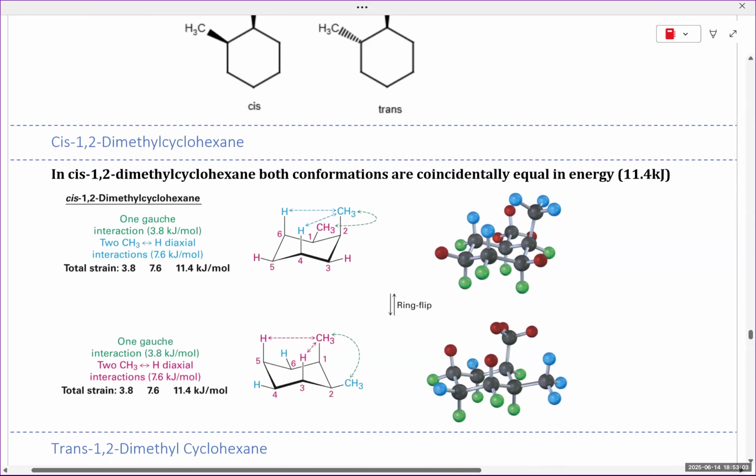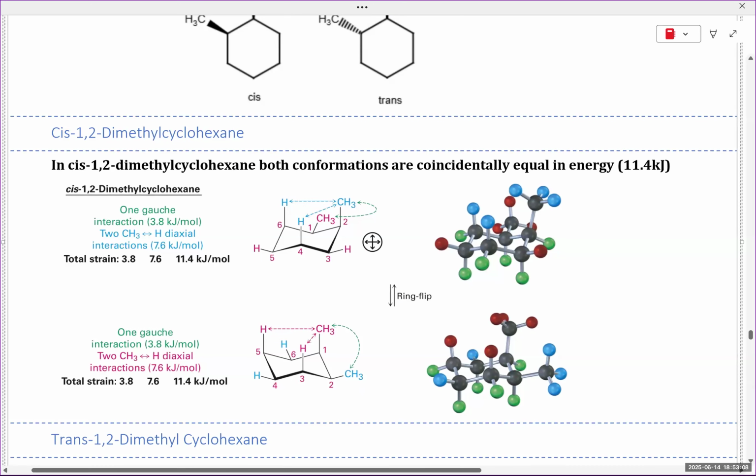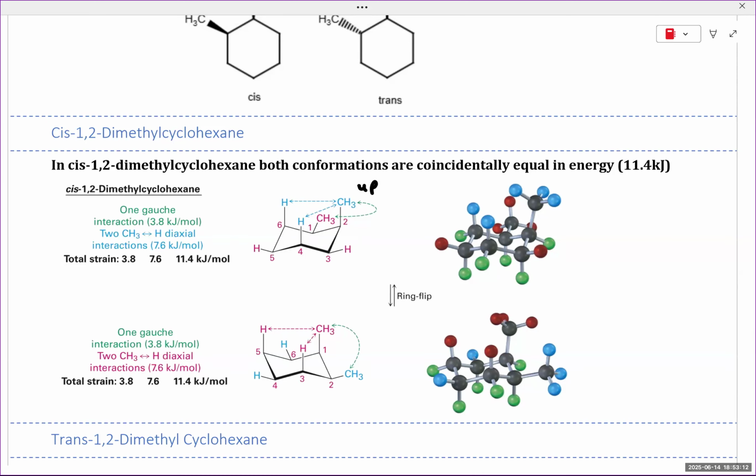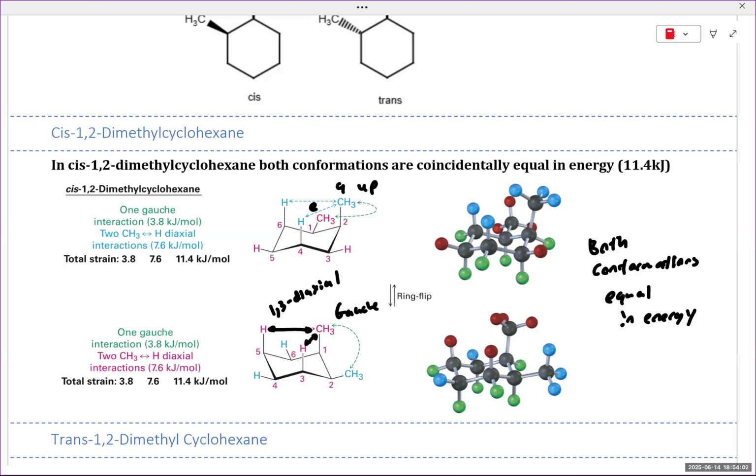For cis 1,2-dimethyl cyclohexane, we have the following two possible chair conformations. Both cases, the methyl groups are pointing up. One of the methyl groups will be axial, the other methyl group will be equatorial. As a result, we have a methyl-methyl gauche interaction, and we have a 1,3 diaxial interaction between the methyl group and the axial hydrogens. In total, this gives 7.6 plus 3.8, which gives about 11.4 kilojoules per mole of total strain. Because we have the same interactions in both conformations, they are equal in energy. So for cis 1,2-dimethyl cyclohexane, both conformations are equal in energy.